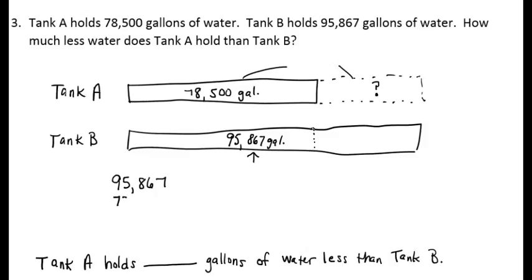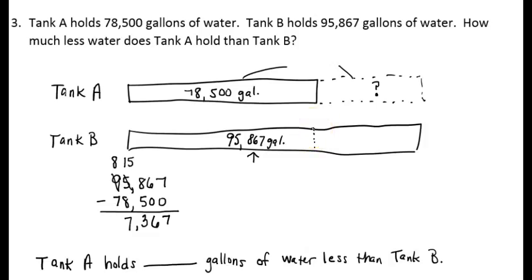I'll subtract tank A, which is 78,500 gallons. Starting in my ones column, 7 minus 0 is 7. 6 tens minus 0 tens is 6 tens. 800 minus 500 is 300. Now I need to subtract 8,000 from 5,000, so we'll decompose. We'll take a group of 10,000, which leaves 8 groups of 10,000. We'll combine that 10,000 with the 5,000 I already have. That gives me 15,000. 15,000 minus 8,000 is 7,000.